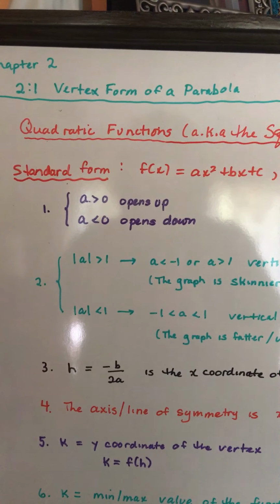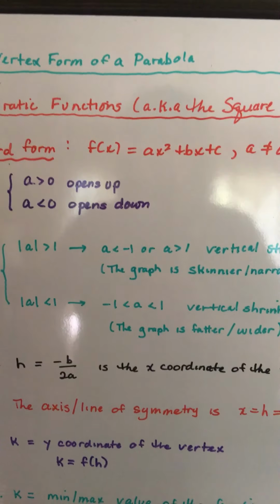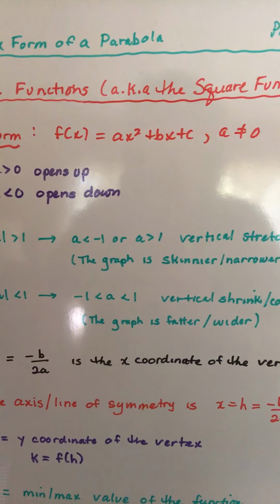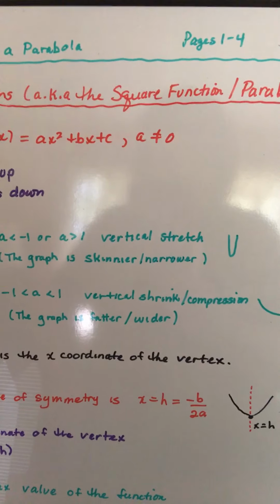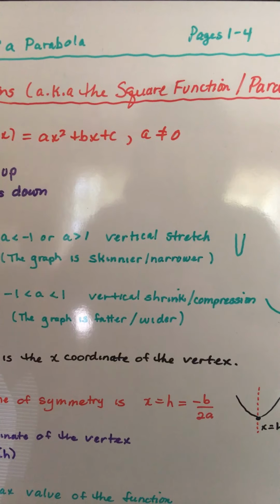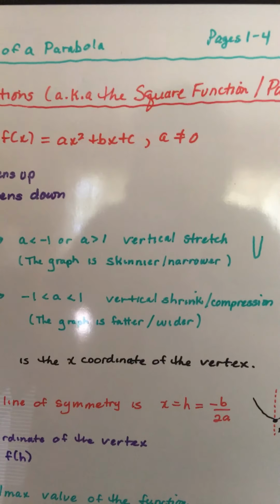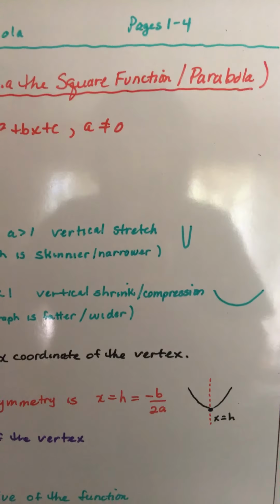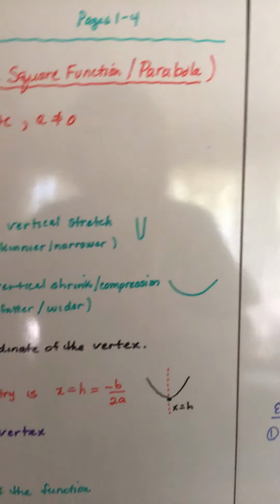When the absolute value of a is less than 1, that is, you're a proper fraction between -1 and 1, it's called a vertical shrink. This book also uses the word compression, and that means the graph is more of a smiley face, fatter, and wider.